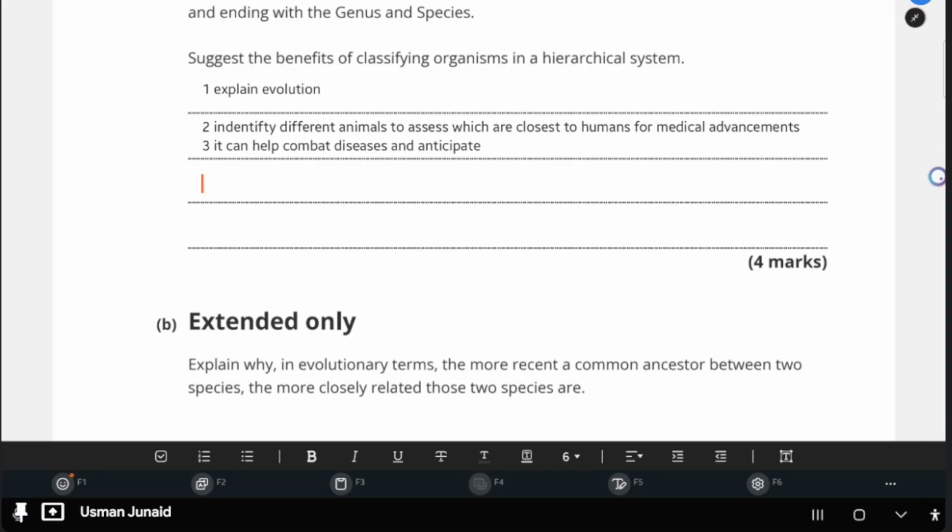And it helps understand global biodiversity. Okay, so these are 4 points. I guess they're enough. Yes.